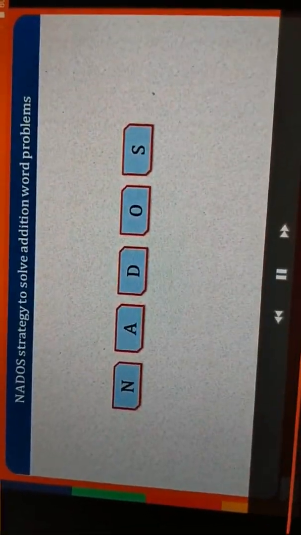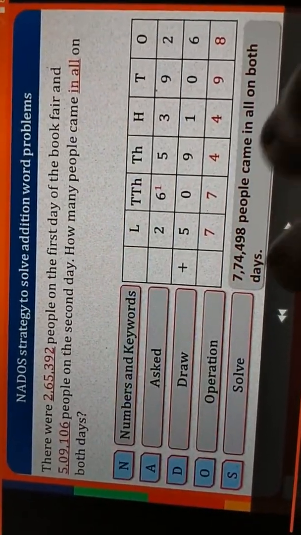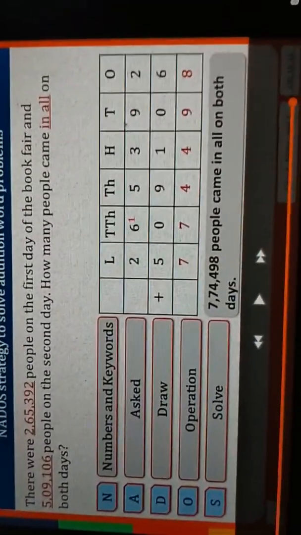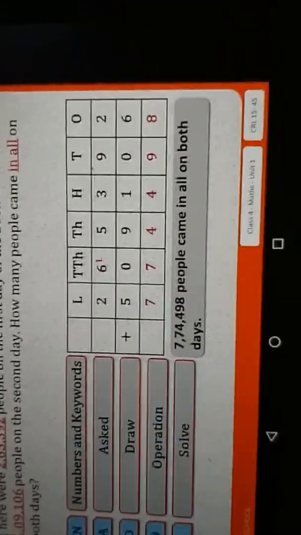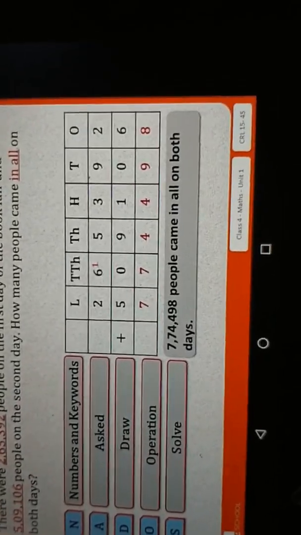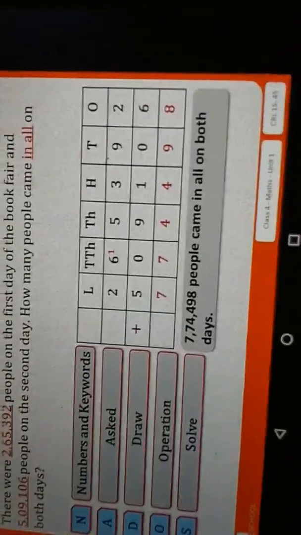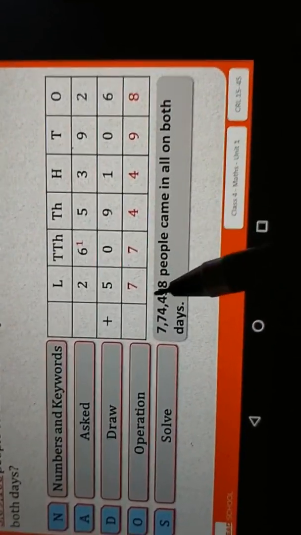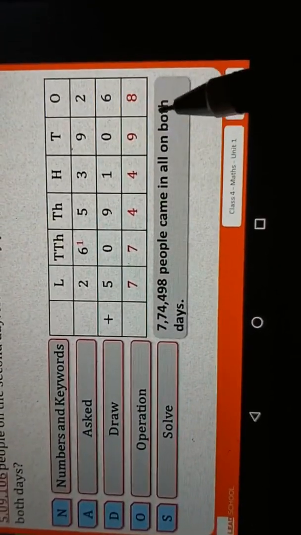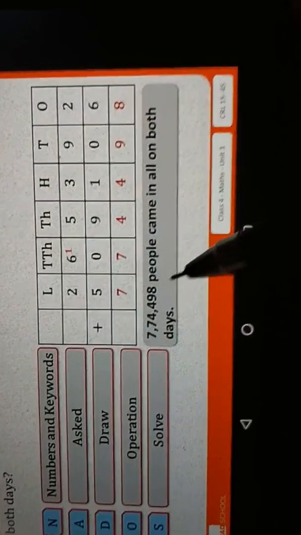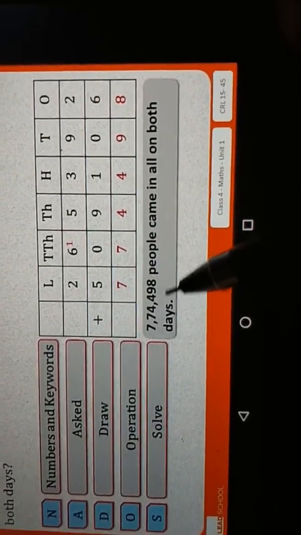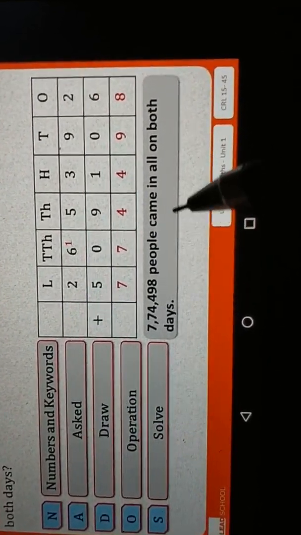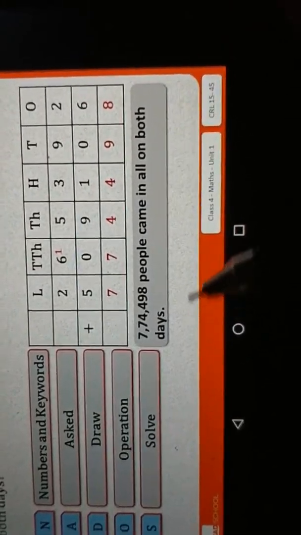Okay students, so now when we add the two days, we get the answer 7,74,498. So 7,74,498 people came in all on both the days.